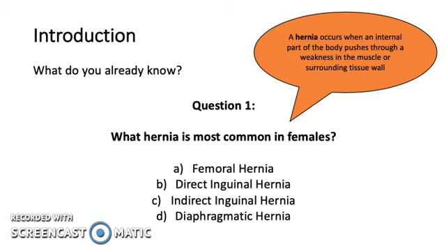Question 1. What hernia is most common in females? Femoral hernia, direct inguinal hernia, indirect inguinal hernia, or diaphragmatic hernia? A hernia occurs when an internal part of the body pushes through a weakness in the muscle or surrounding tissue wall.